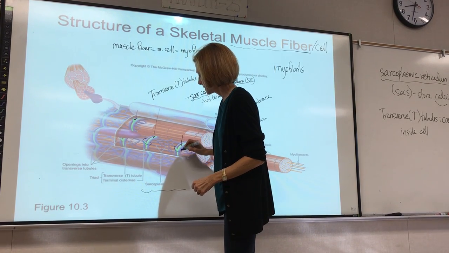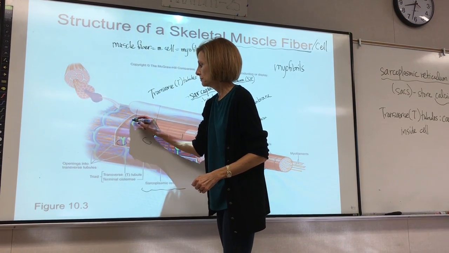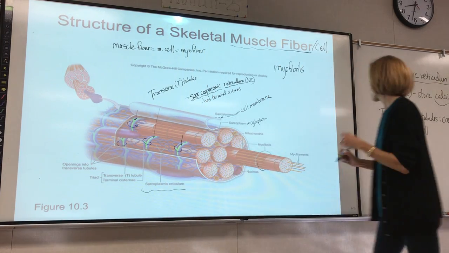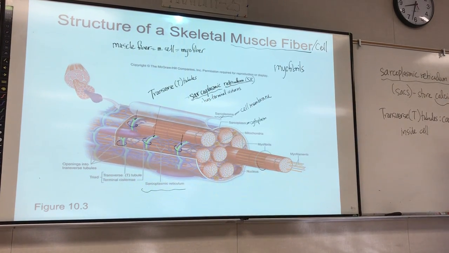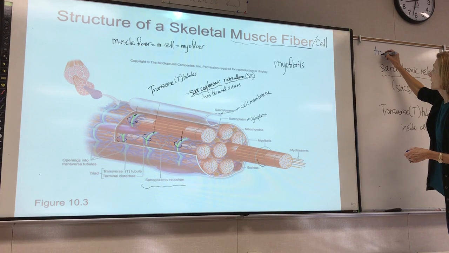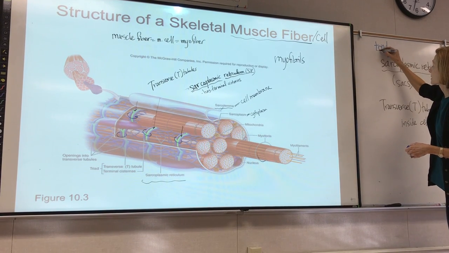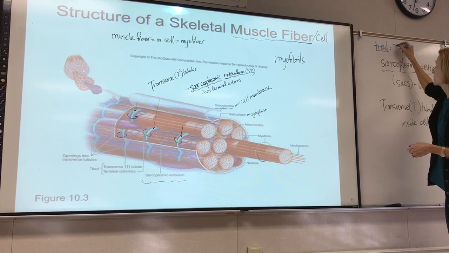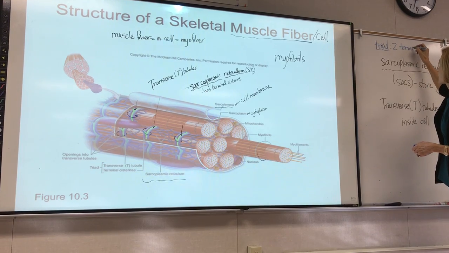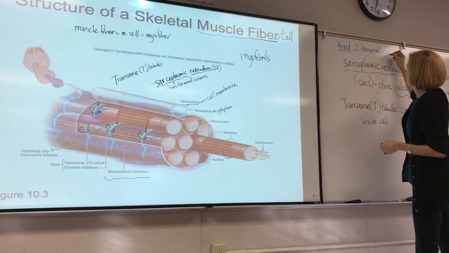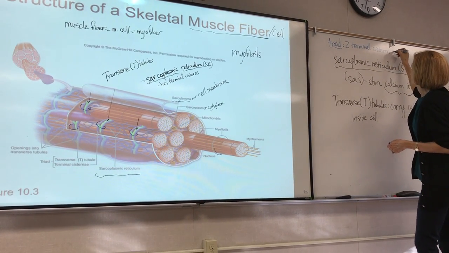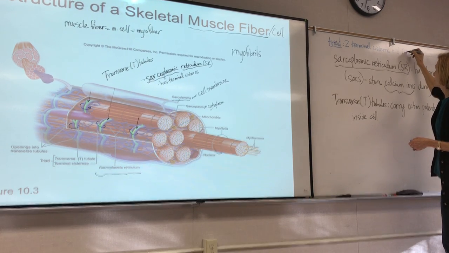Okay, so you see that little grouping here. The 3 structures together is what is called a triad. Okay, because there are 3 structures. So this would be the 2 terminal cisterns plus the 1 T-tubule between them.